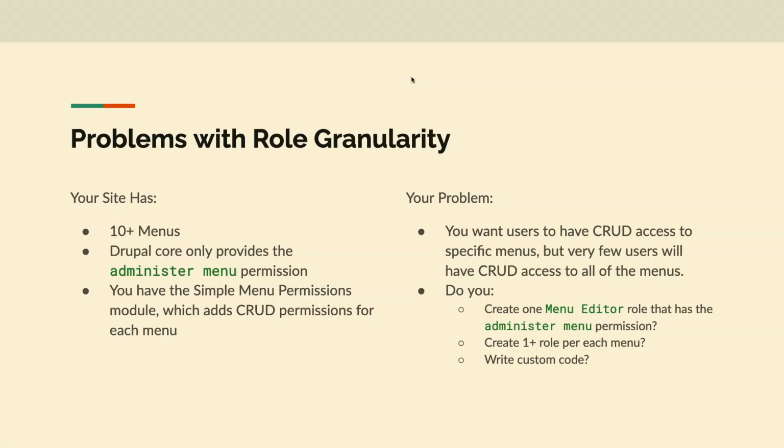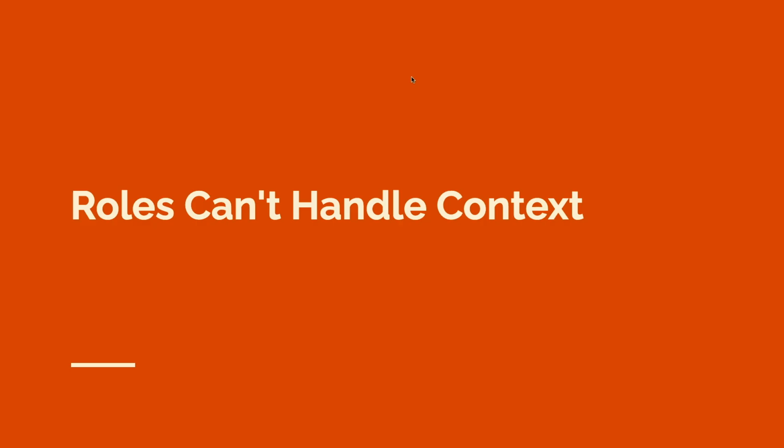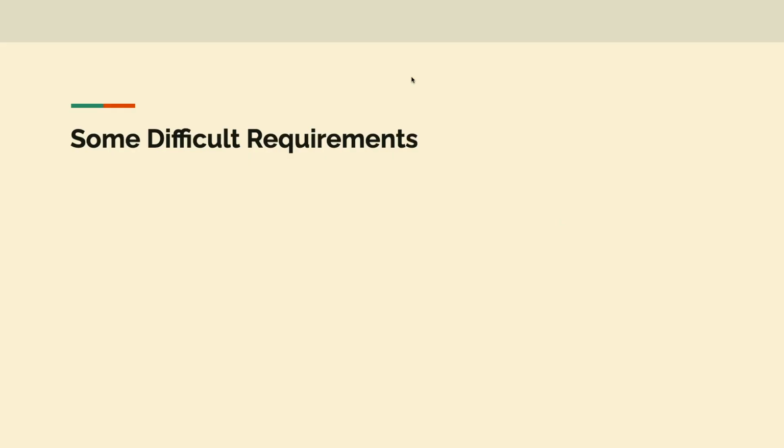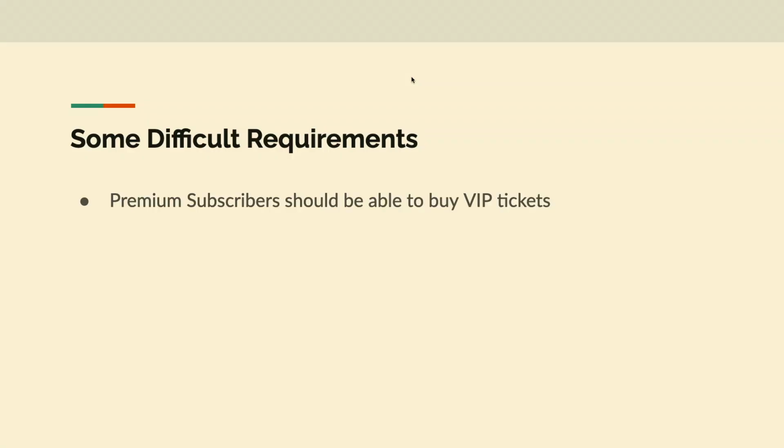Another problem, and we'll get to how to solve some of these questions in a minute. Another problem that goes even deeper than those problems is that roles can't handle context. So if you have a difficult access requirement, let's imagine a few use cases. Imagine you have a website with premium subscribers, and premium subscribers should be able to buy VIP tickets. This is fine. You create a role called premium subscriber. You create a permission called buy VIP tickets. You assign the permission to the role, and we're fine.